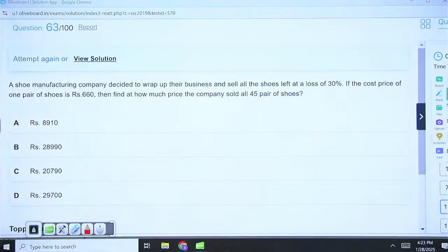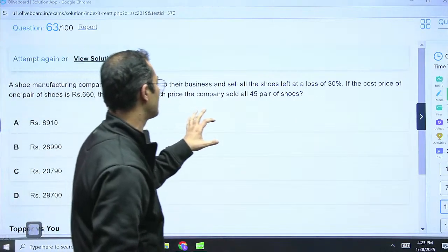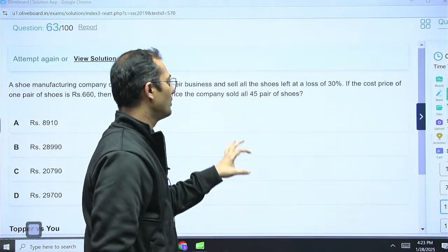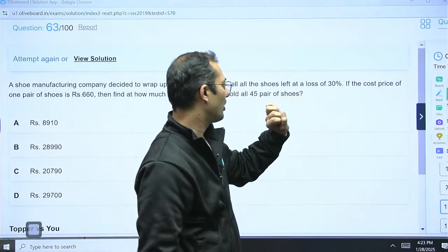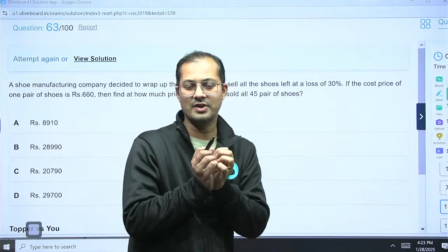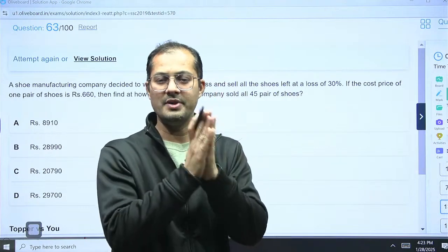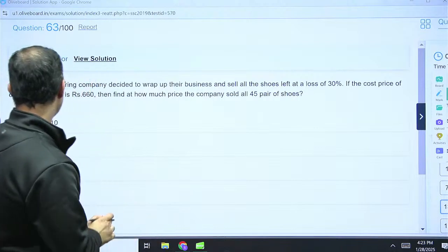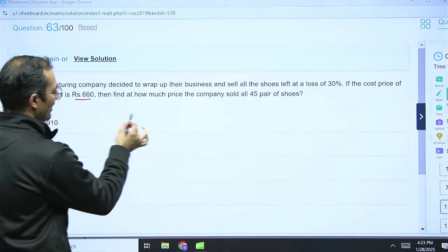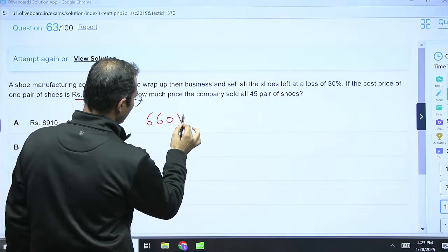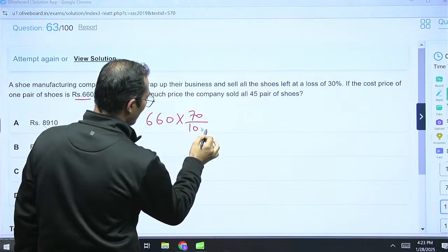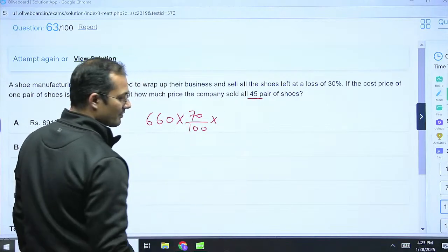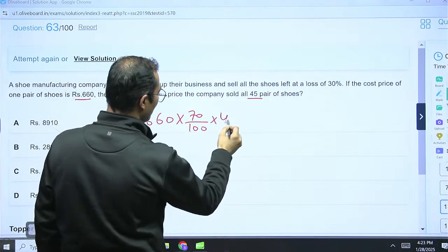Question number 13. See, a shoe manufacturing company decided to wrap up their business and sell all the shoes left at a loss of 30%. If at a loss of 30% something is sold, it means that it is sold at 70% of the cost price, right? And here the cost price is 660. So simply we can say that 660 into 70. So this is the cost price. So what will be the total cost for 45? So just multiply by 45.